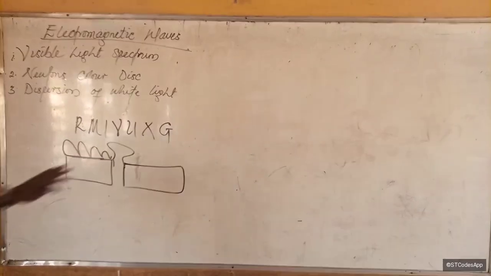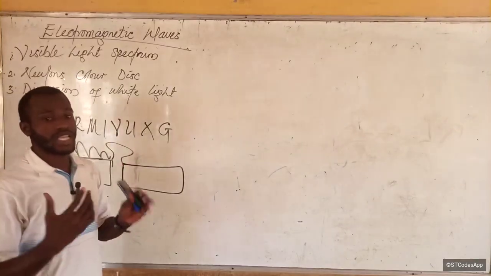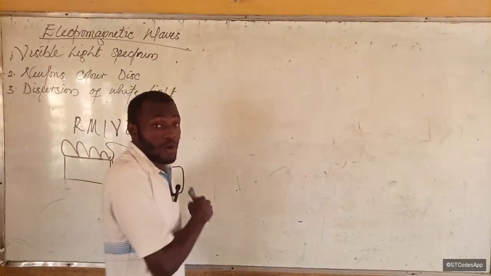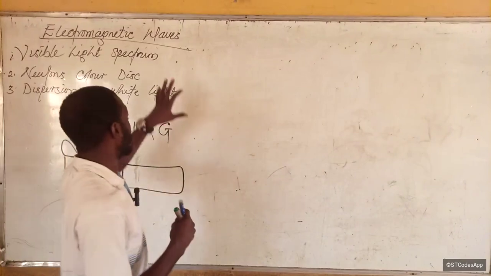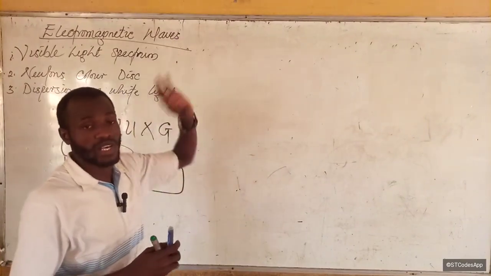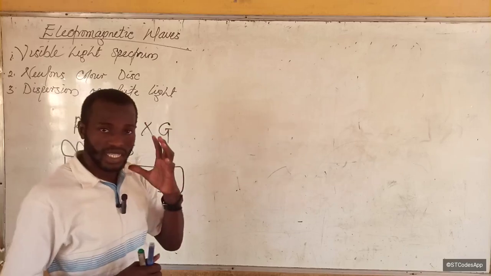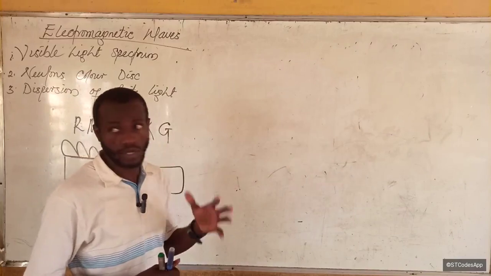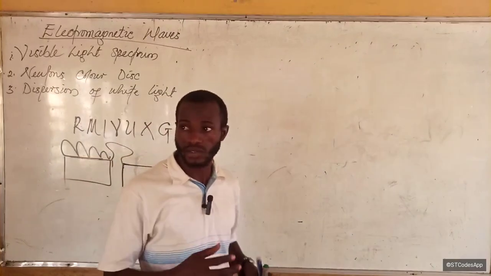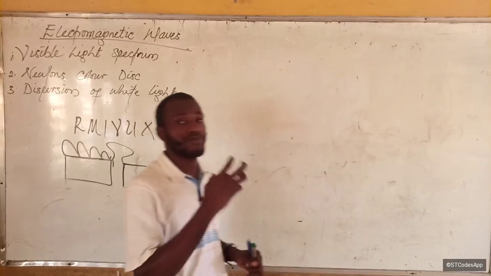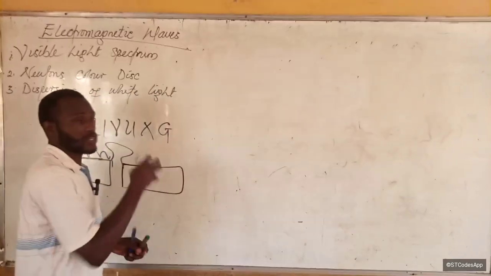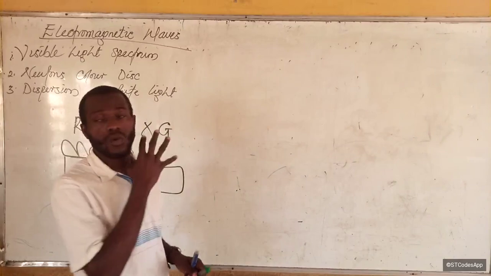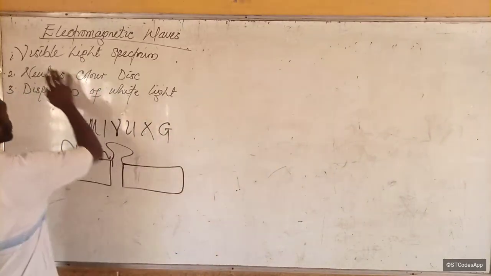This visible spectrum is the part of the electromagnetic wave spectrum that our retina can detect, because we have receptors in our retina that are capable of sensing this spectrum of light. It is this visible light spectrum that we are going to be considering here.